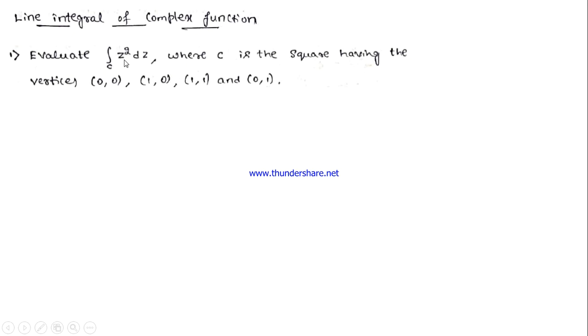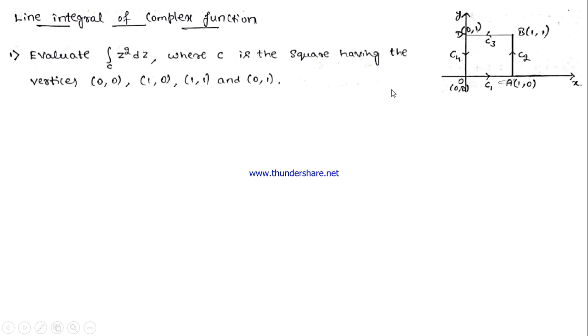Evaluate the integration of z square over the curve C, where C is the square having the vertices (0, 0), (1, 0), (1, 1) and (0, 1). Now let me draw this curve. So this is what the curve is. The curve is a square, and a square is a closed curve, with these four vertices (0, 0), (1, 0), (1, 1), (0, 1).